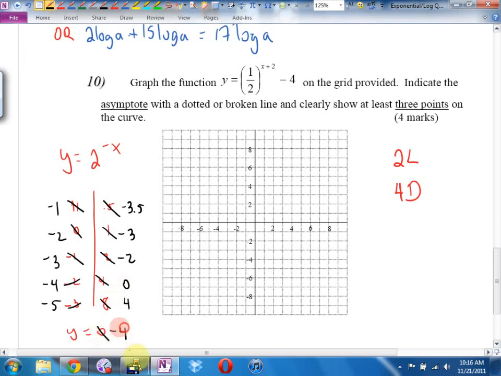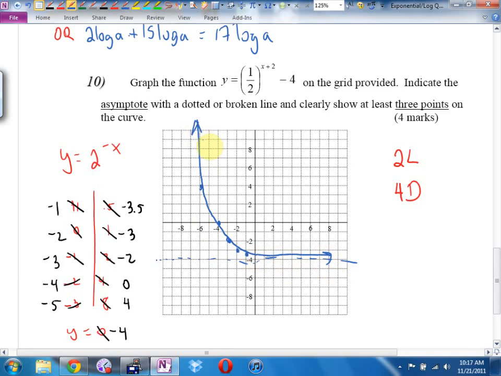This graph is going to have an asymptote at negative 4. This graph is going to go through negative 1, negative 3.5, negative 2, negative 3, negative 3, negative 2, negative 4, 0, negative 5, uno, dos, tres, cuatro, 4. This graph is going to look like that.